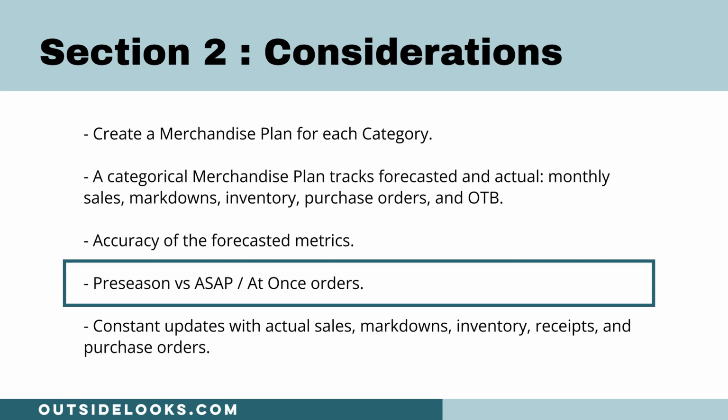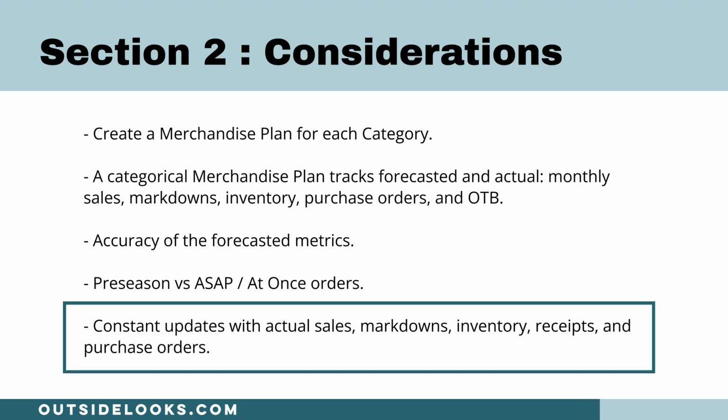The next consideration is how much you want to pre-season versus ASAP or at-once orders. So what I mean here is you might reserve 80% of your entire inflow budget and commit 80% of your dollars 10 months ahead of time when you write your pre-season orders. That means that you're reserving the other 20% of your budget, or your inflow dollars, to receive in season while the sales are happening live in the store.